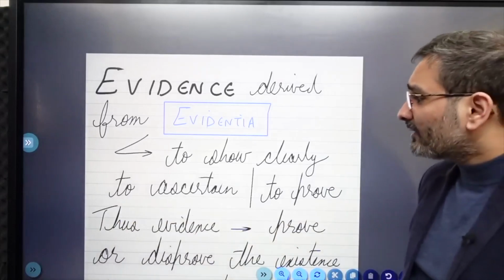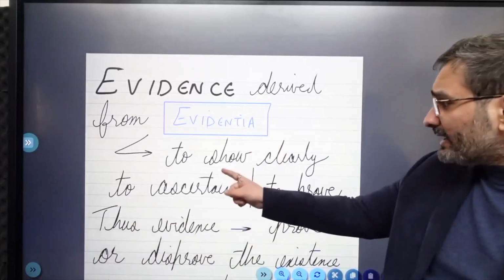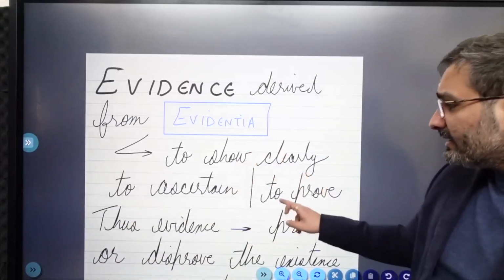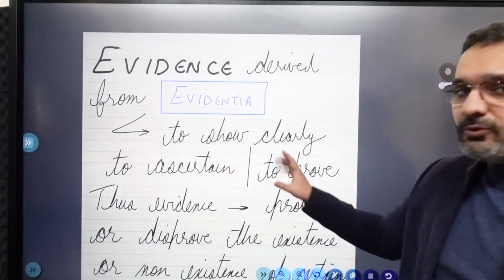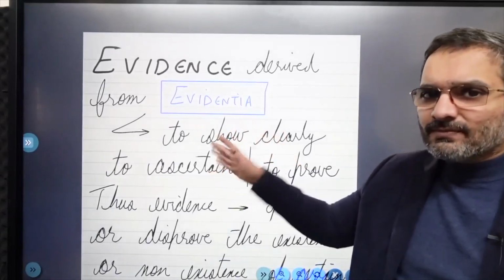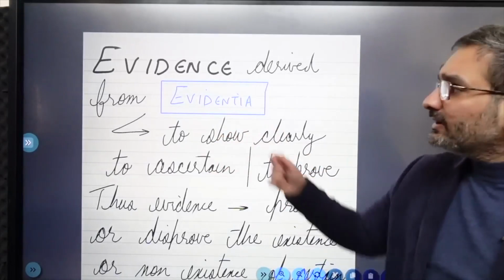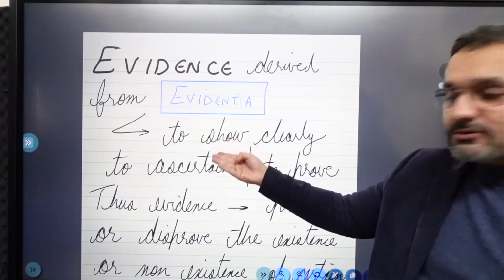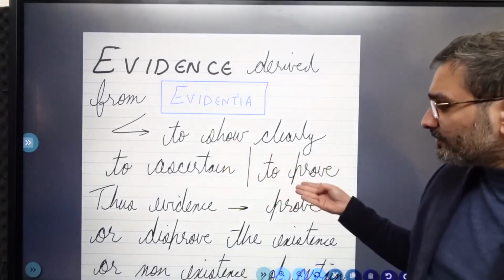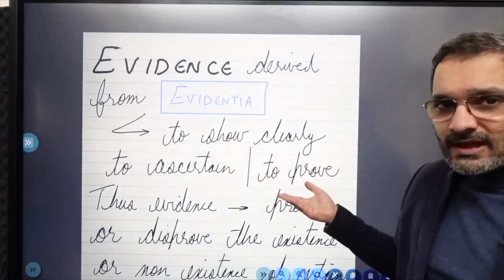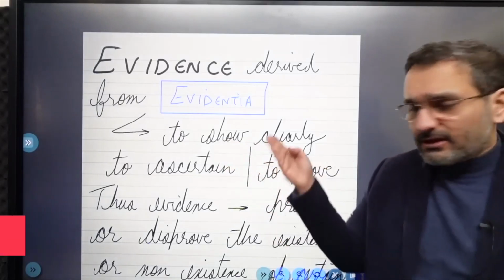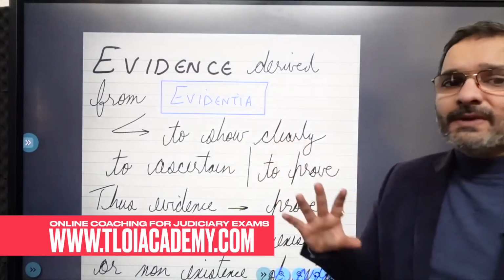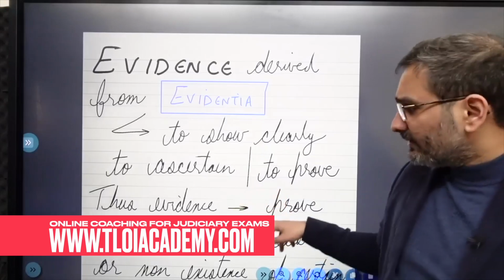Evidence, the word is derived from evidentia, and this means to show clearly, to ascertain, to prove. Why is this detail important? Prelims का MCQ format: Evidence is derived from which word? Evidentia, which means to show clearly, to ascertain, to prove. Either of these options can be there, so you have to mark the correct one. तो कृपया करके notes भी अपने ऐसे ही organized करके रखिएगा.